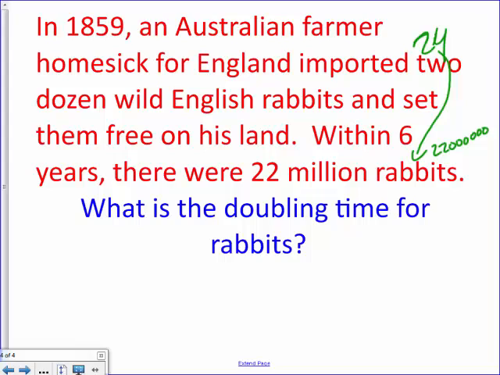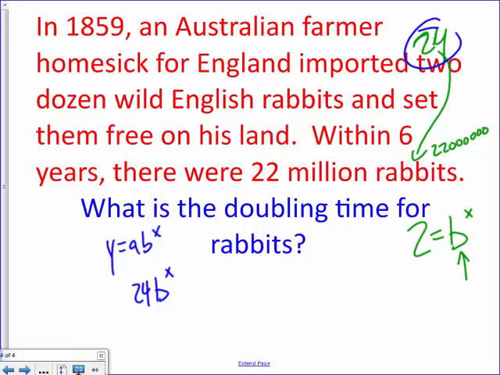Well, before I use my nice little doubling equation, 2 equals b to the x, what I need to do is find the common ratio first. So let's use the information that's given. Our initial was 24, so that goes in for the a. We're trying to solve for the b. And our new is the 22 million. And what do I know for the x? How many years was that? This looks like 6 years. Okay, so that's right there.